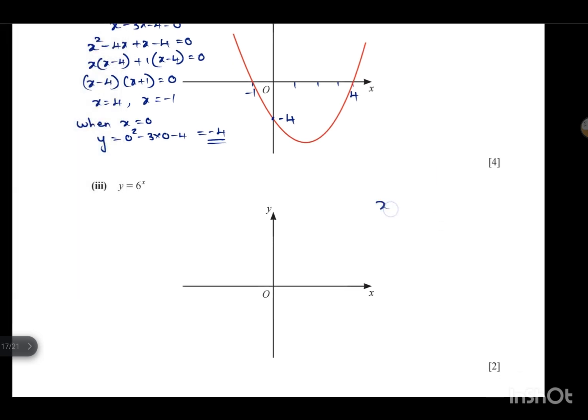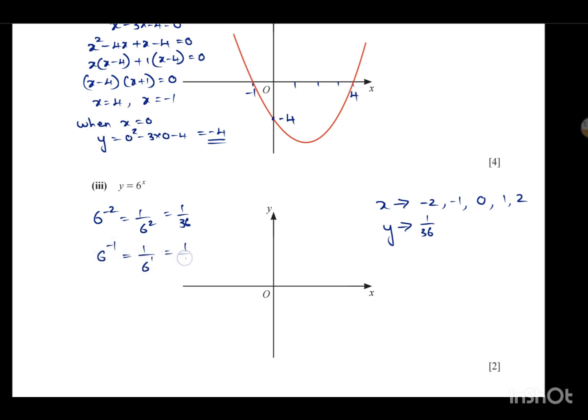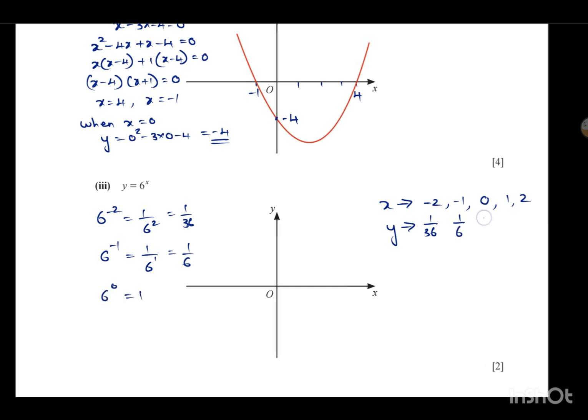Now the third one, y is equal to 6 raised to x. For this, let us take the values of x as -2, -1, 0, 1, 2. Then y will be 6 raised to -2, which is 1 by 6 raised to 2, that is 1 by 36. When x is -1, 6 raised to -1 is 1 by 6. Then 6 raised to 0 will be 1. Then 6 raised to 1 will be 6, and 6 raised to 2 will be 36.